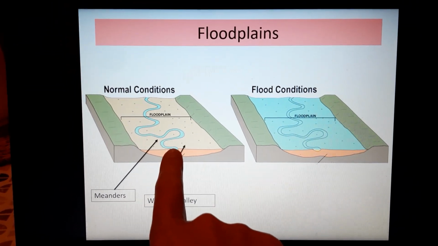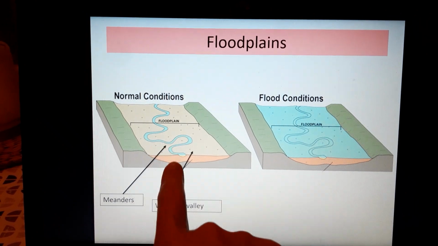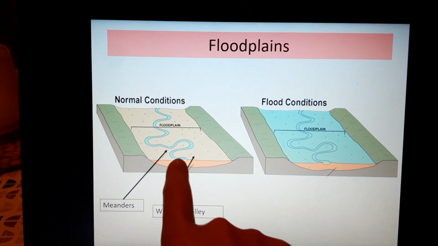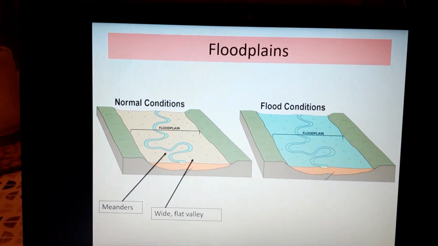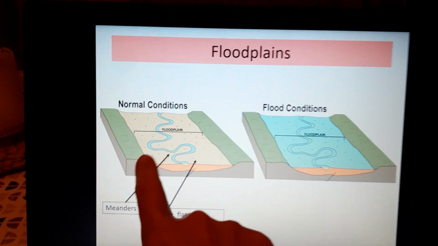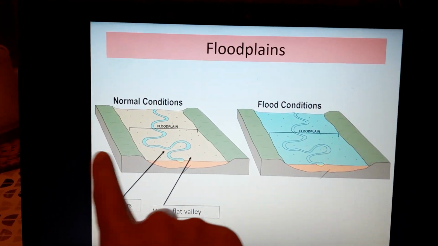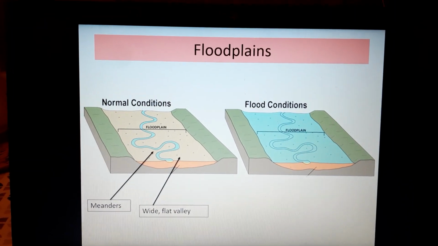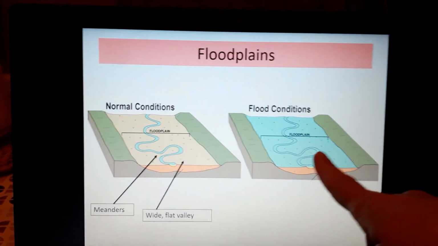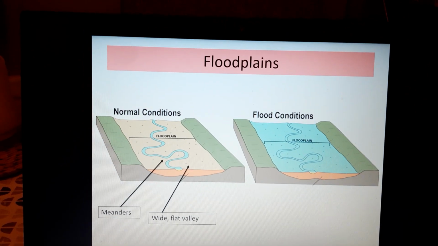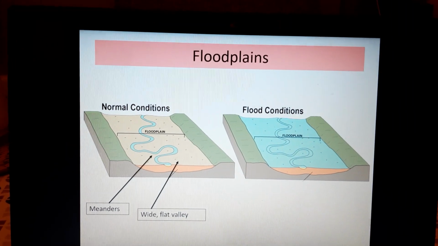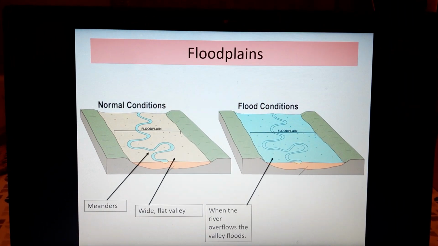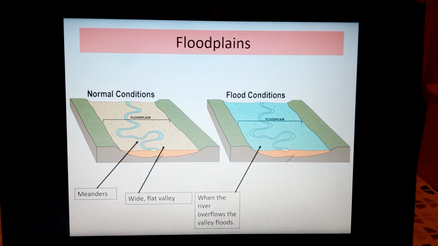So essentially this is a floodplain here. This is what it'd be like in normal conditions. You've got the river flowing down here, meandering through the floodplain. The floodplain is this flat land on either side, and you can see it's this wide, flat valley. And throughout the year, at various times, the river might flood. So it will overflow its banks, and the water will run out onto that flat land either side of the river. That's where the river has overflowed.